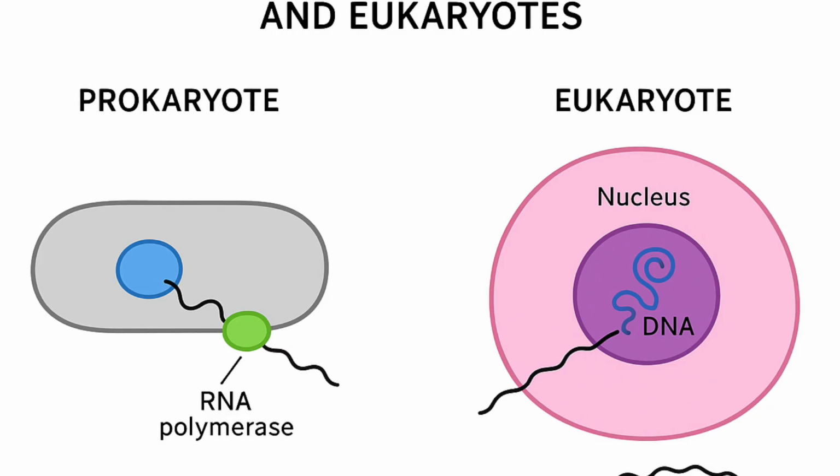What's the second difference? They don't proofread. Wait, seriously, they don't check their work? Isn't that risky? You're making the instructions for proteins. It seems risky, but think back to RNA's instability. A mistake in DNA is permanent, potentially catastrophic for the organism.